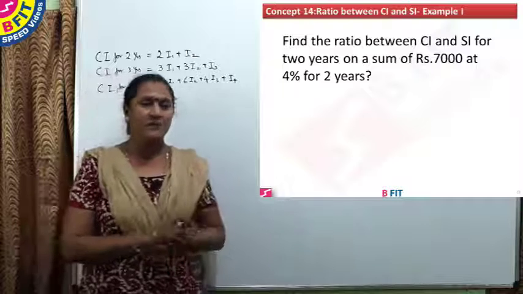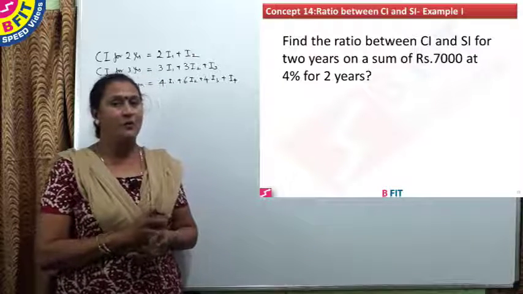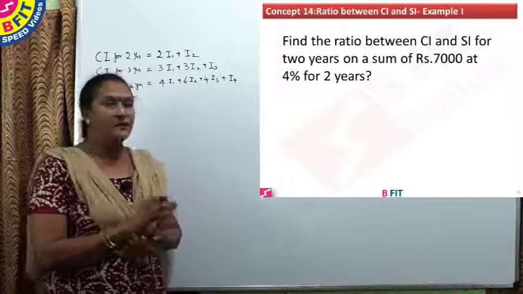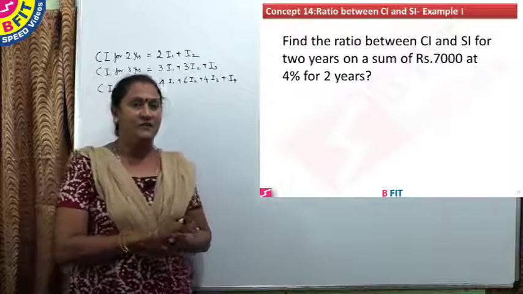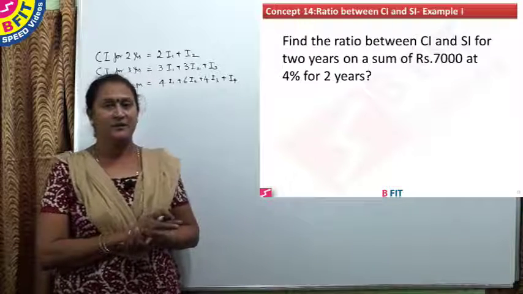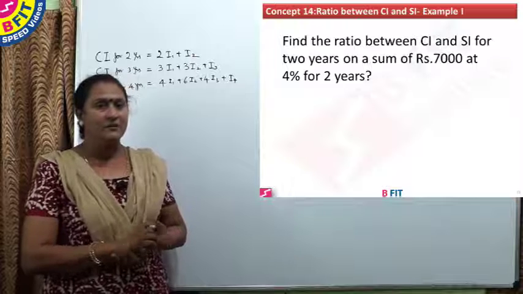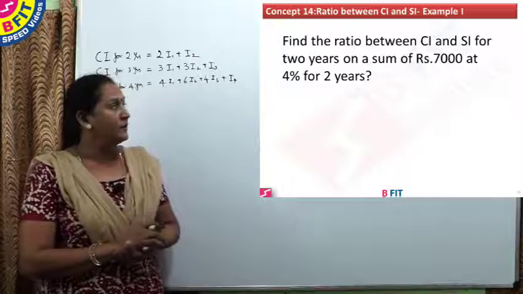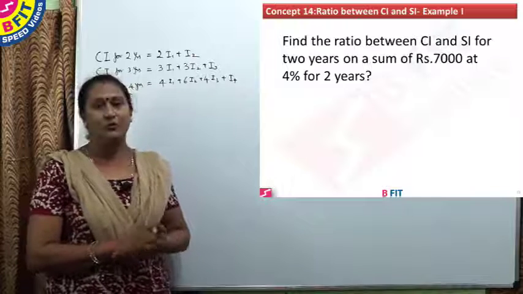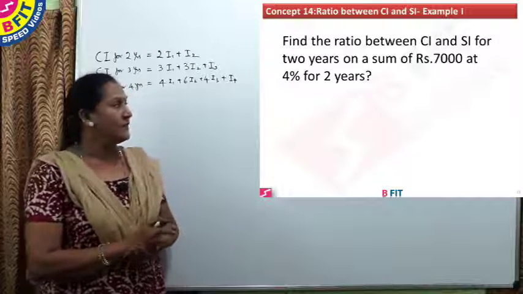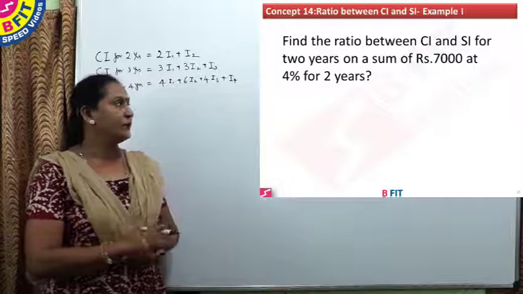So we'll see the next concept, ratio between compound interest and simple interest. Earlier we saw how to find the difference between compound interest and simple interest. So here, the ratio between compound interest and simple interest. The question is, find the ratio between CI and SI for a sum of rupees 7,000 at 4% for 2 years.